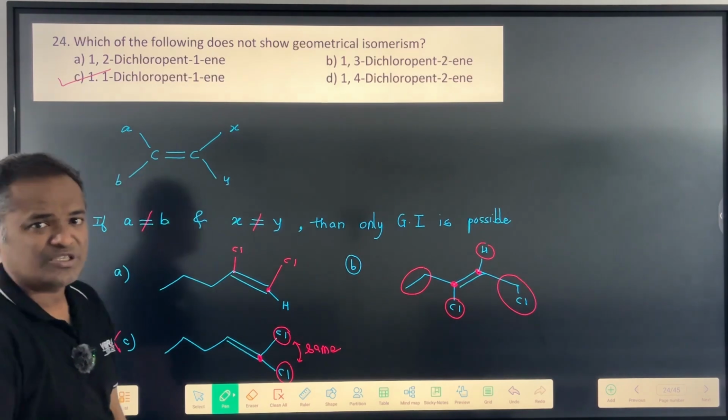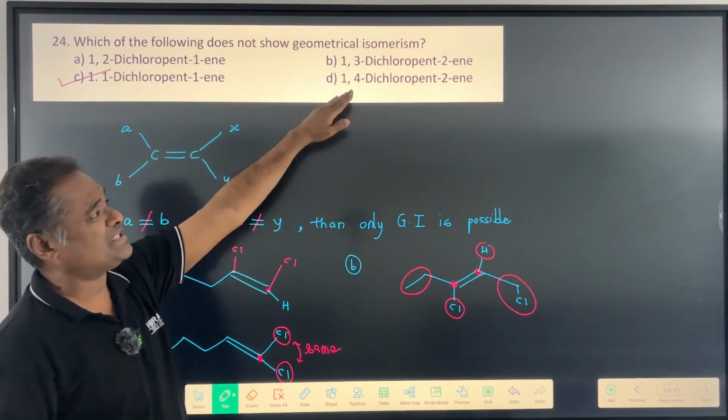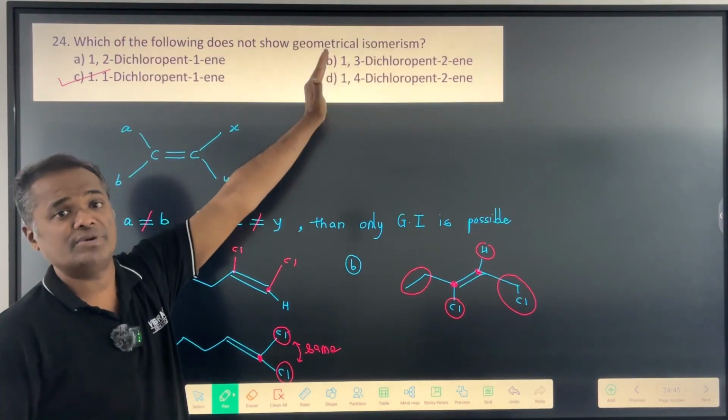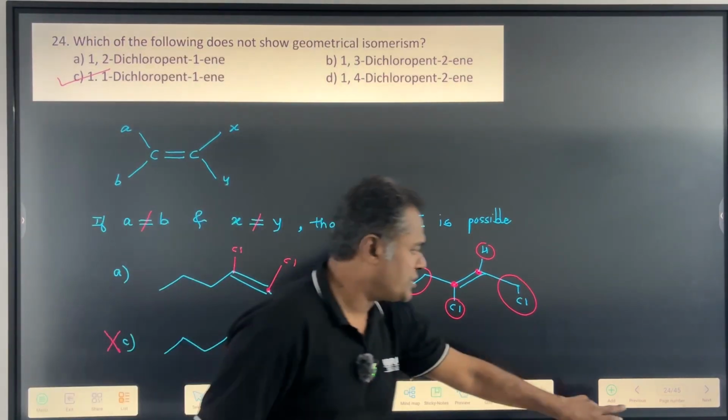I hope this question is very clear. Same way you can even try a fourth example. You will see that this molecule shows geometrical isomerism. Is the term clear? I think this is clear. We will move ahead to the next question.